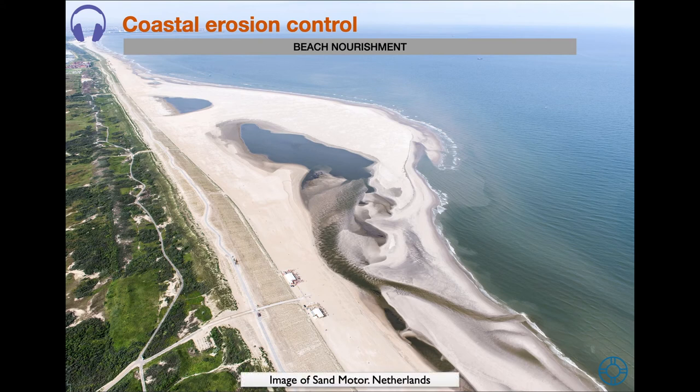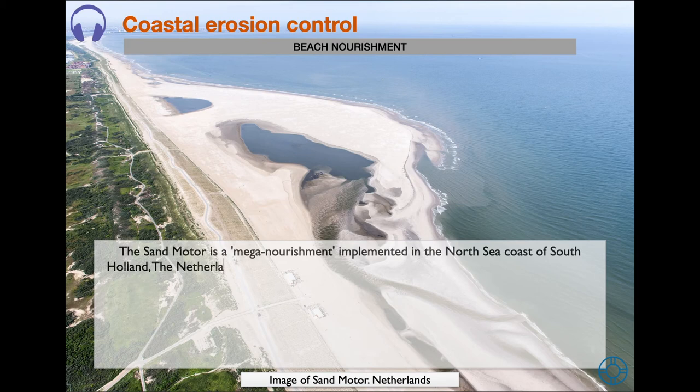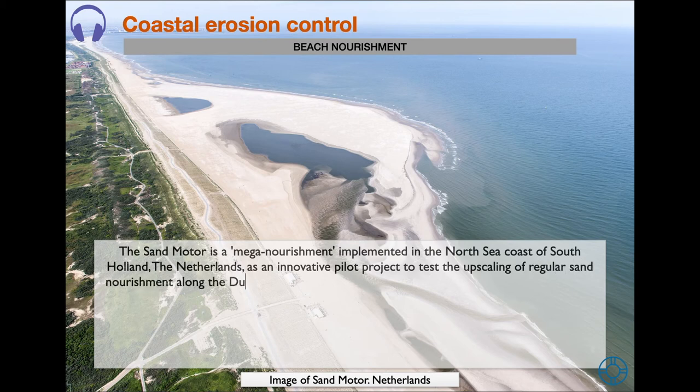And this one is a great example. The Sand Motor is a mega nourishment project implemented in the North Sea coast of South Holland, the Netherlands, as an innovative pilot project to test the upscaling of regular sand nourishment along the Dutch coast.